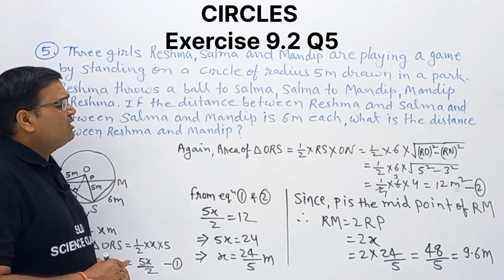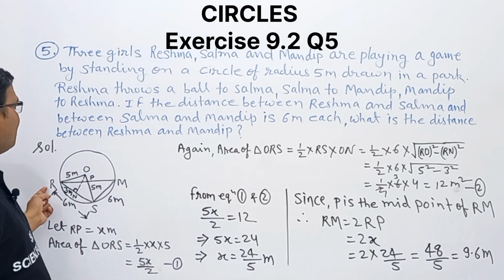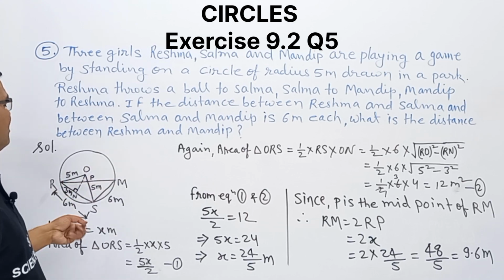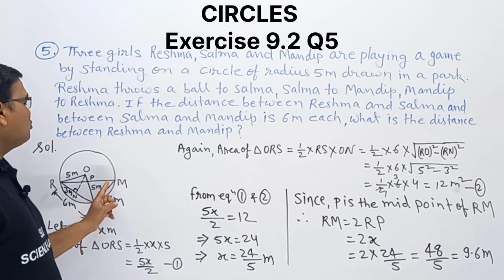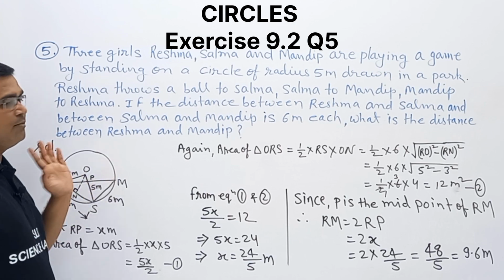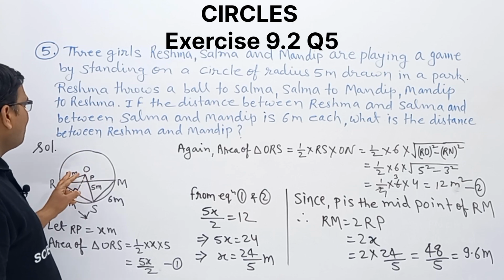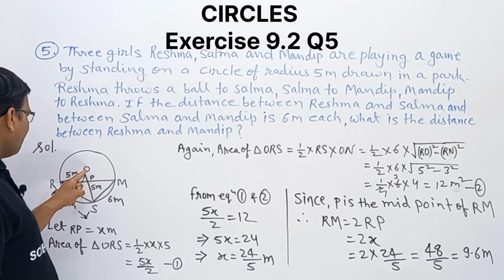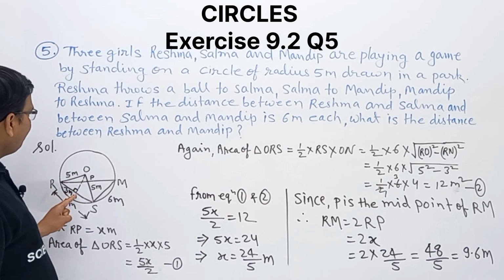Observe again what we are doing in this question. In the question, 3 girls, Rasma, Salma and Mandeep, are standing on a circle. The distance between Rasma and Salma is 6 meter and Salma to Mandeep is 6 meter. We want to find the distance between Rasma and Mandeep. Clear? And the radius of this circle is 5 meter.